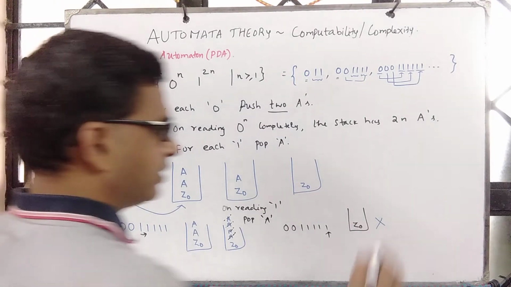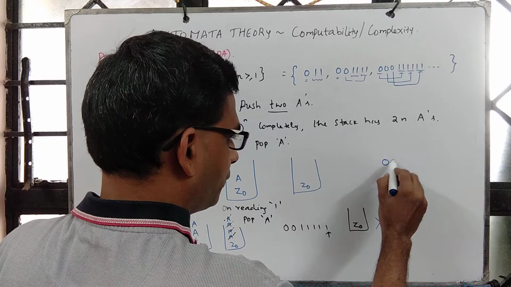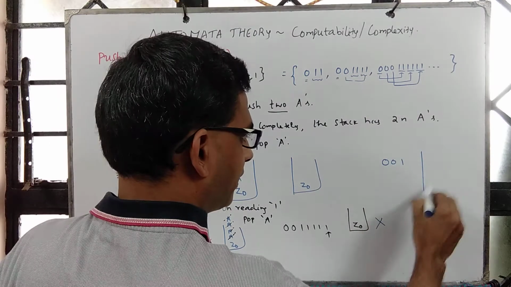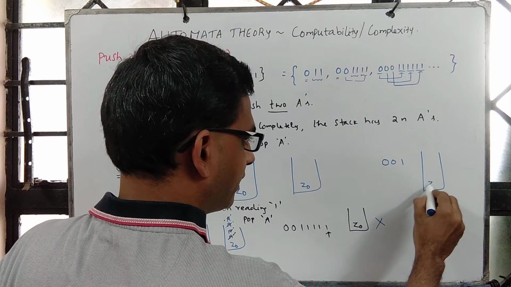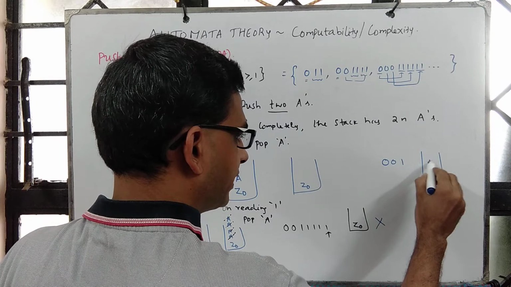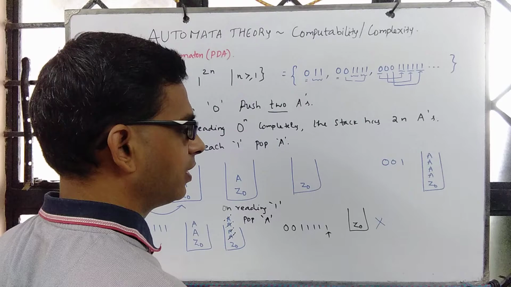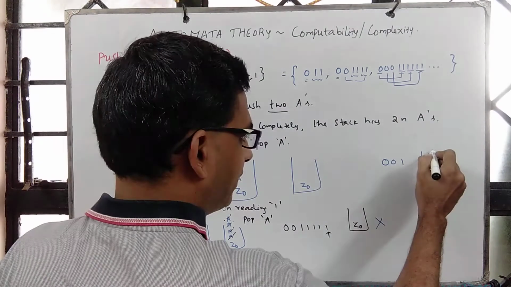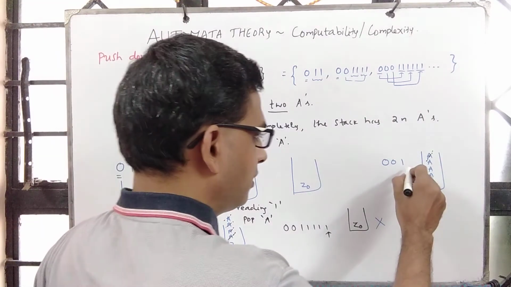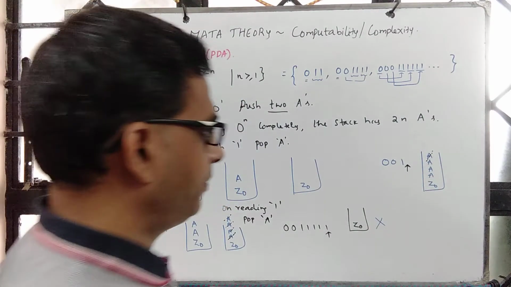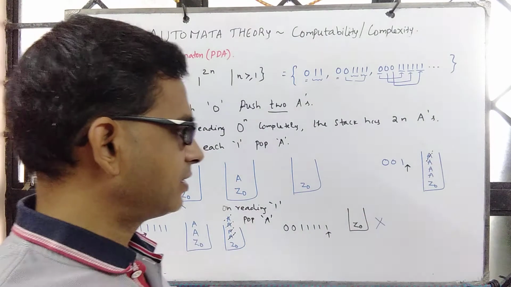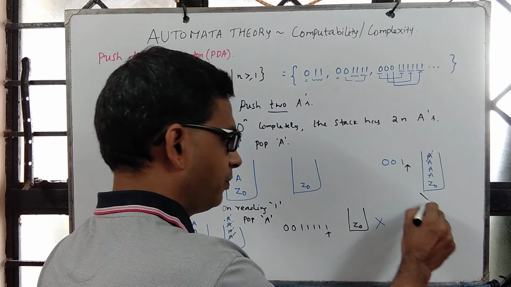On similar lines, you have say 2 zeros and say just 1 one. Then you see that it is Z0. For the first 0 it is 2 A's. For the next 0 it is 2 more. Then when we read this 1, we pop this A out. Now control is here. Now input tape is empty. Stack is not. Stack has some more A's, which means it is invalid input, reject.